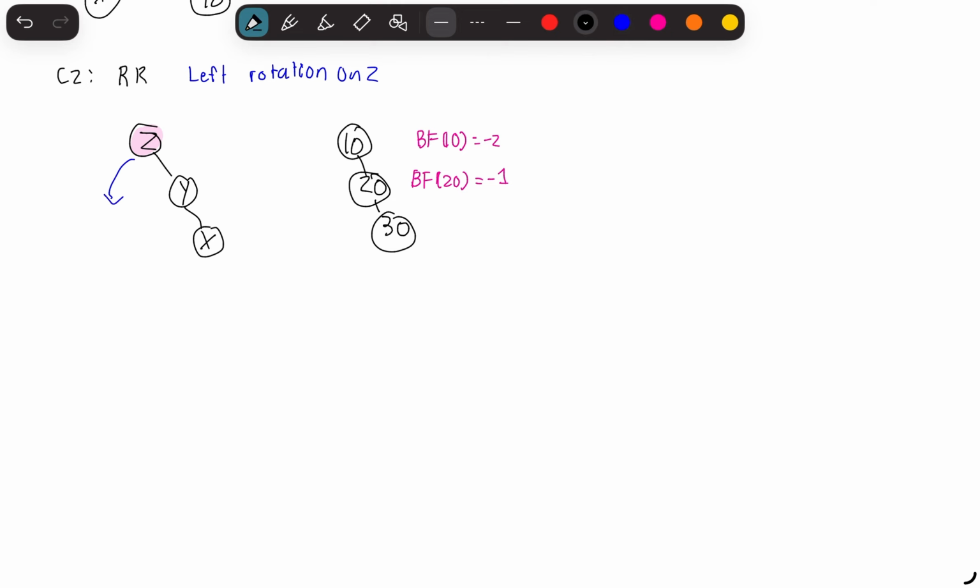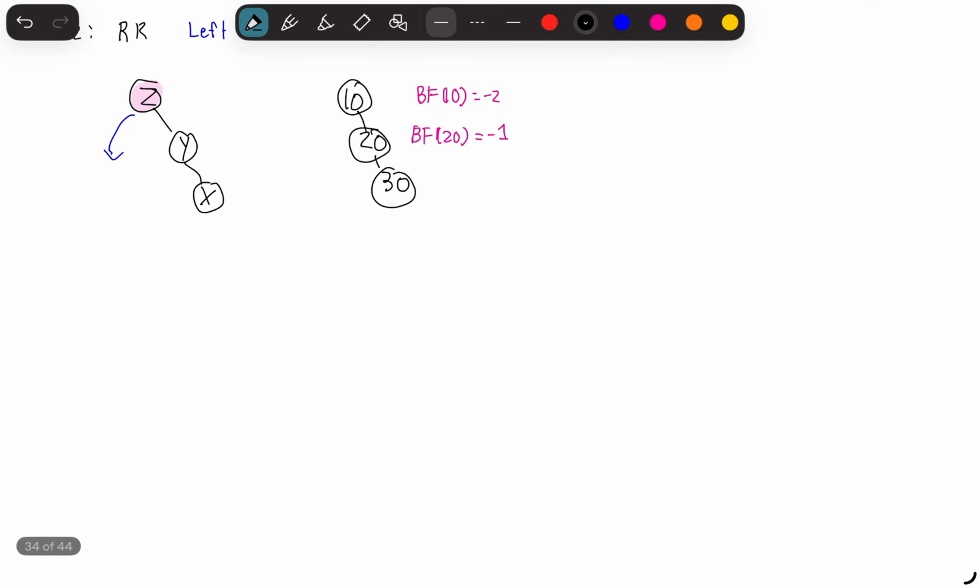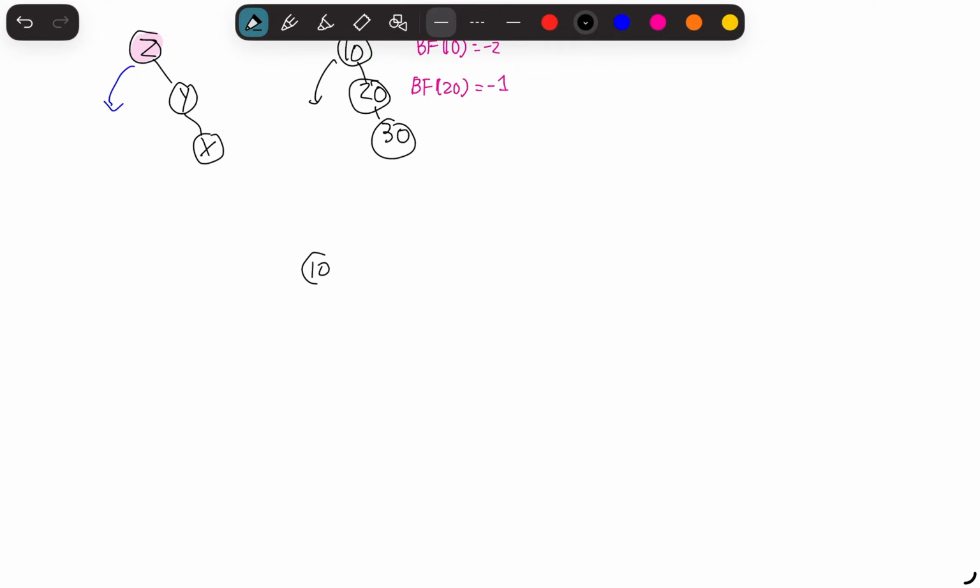Be careful and listen to the wording. Left rotation on Z means you take the node of Z and you rotate that node to the left. So then how is our tree that is unbalanced going to look? Well, we're going to take this 10 and we're going to rotate it to the left. And then it's going to look just like our other tree.